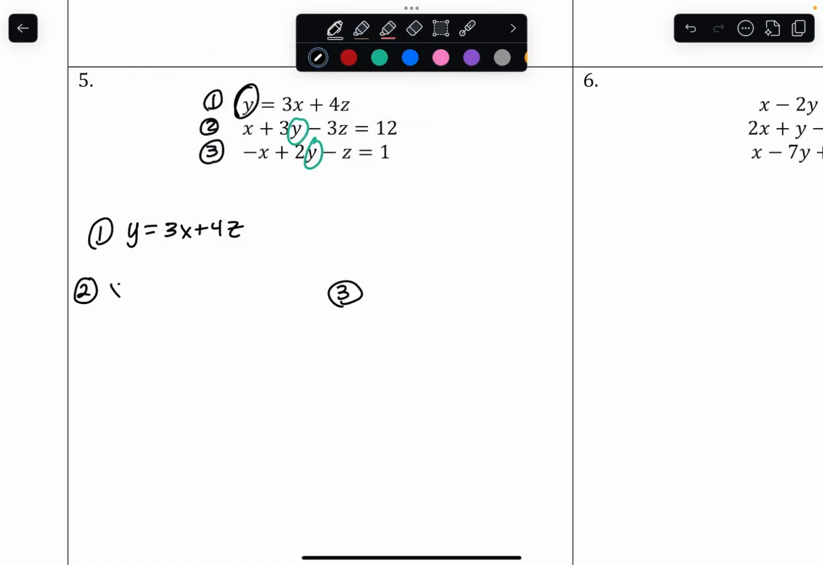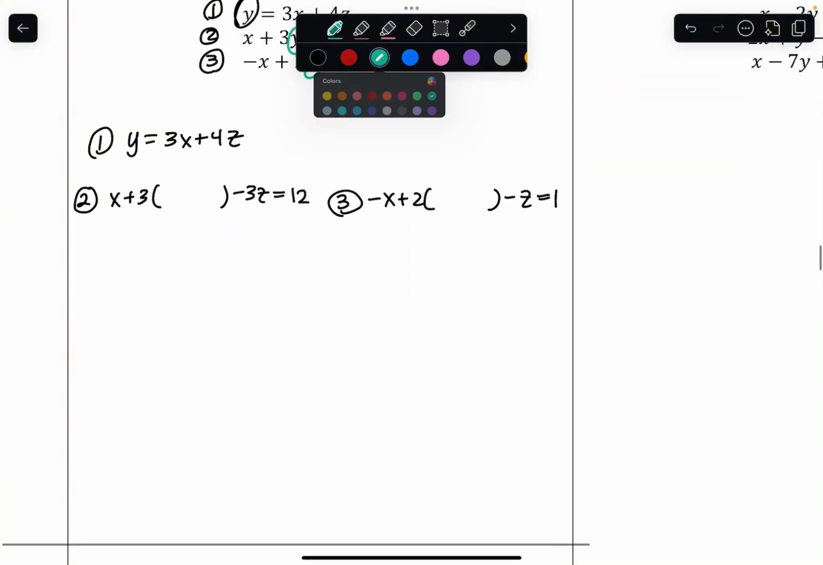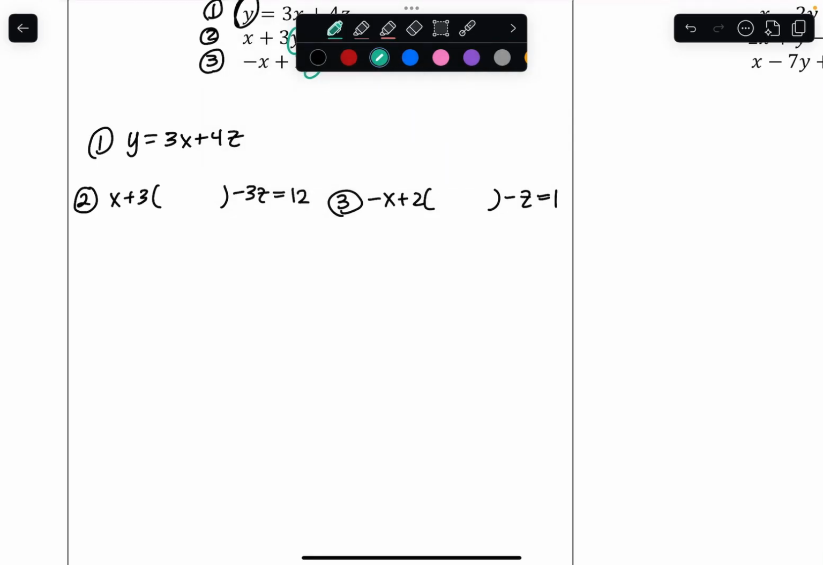So equation 2 would be x plus 3, big set of parentheses, minus 3z equals 12. Just copying down this equation. Now I'm copying down this equation. Negative x plus 2y minus z equals 1. And so we are substituting the y with this expression, 3x plus 4z.